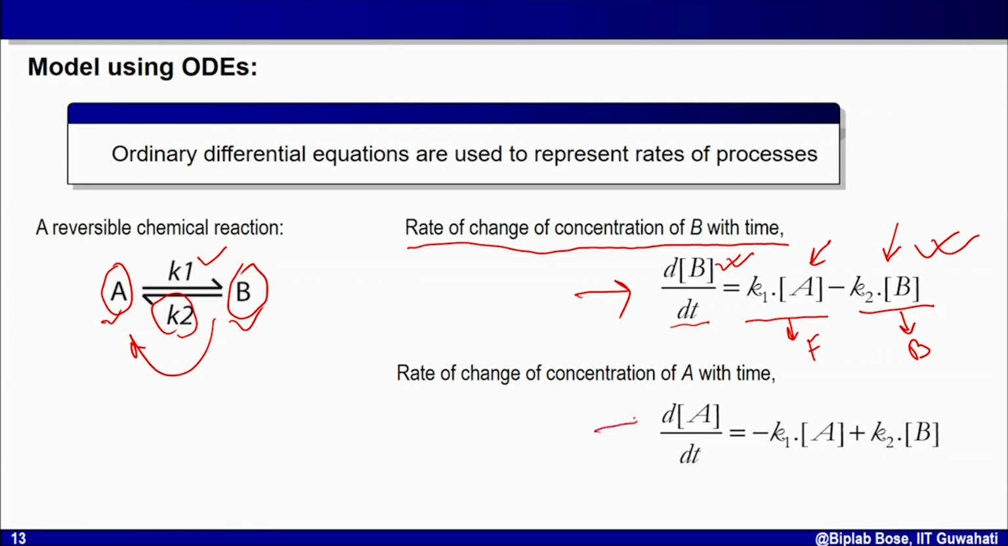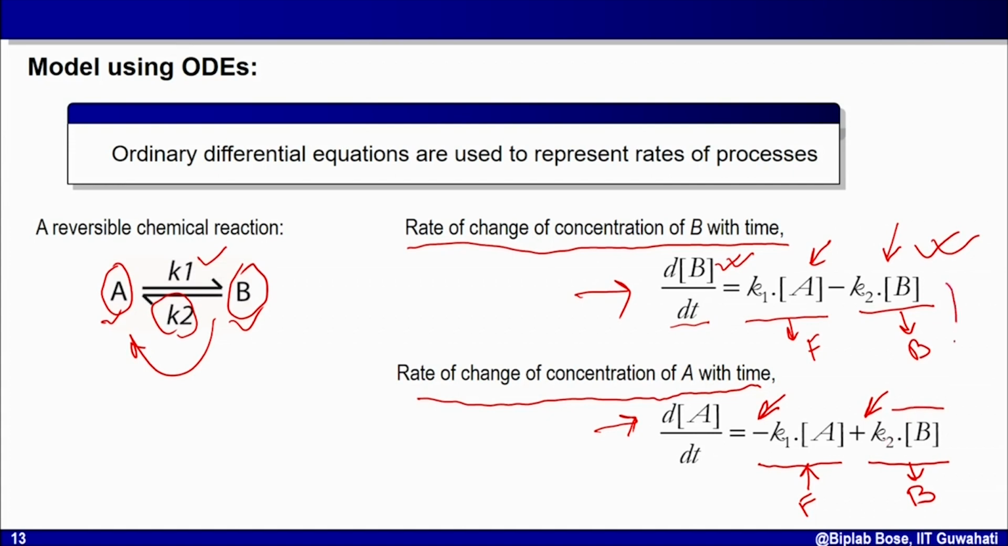Similarly, I have an ODE, a differential equation, representing the rate of change of concentration of A with time. So I have d[A]/dt equal to minus K1[A]. Remember, this is the forward process, the forward reaction, and by this process A is getting used up. So that's why I have a minus sign here. Plus K2[B], which is the backward reaction. And remember, here I have a positive sign because by this backward process, A is created.